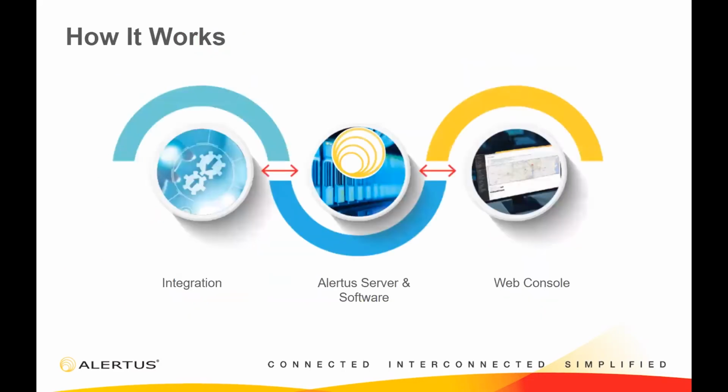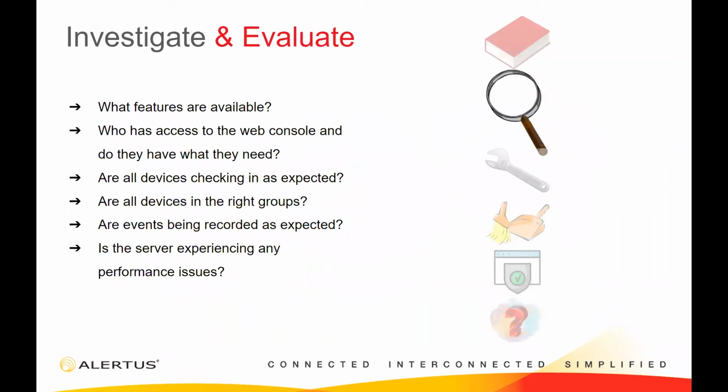So if we were to look at it as sort of a big picture, we have the Alertus server as this machine, and on it is the Alertus server software. That Alertus server software is communicating out with humans via the web console and via other hardware and software via integrations. All right, now that we're done on basics, let's go ahead and take a look at how we investigate and evaluate. We're going to be focusing on 5 main concepts.